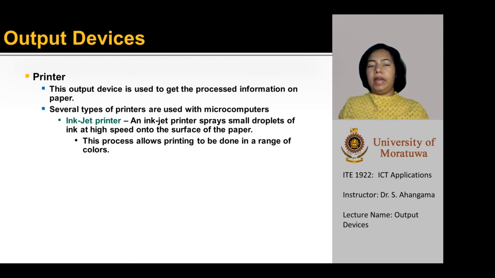Inkjet printer. An inkjet printer sprays small droplets of ink at high speed onto the surface of the paper. This process not only generates a letter quality image, but also allows printing to be done in a range of colors. The most common photo printers that are used to print photos are special purpose inkjet printers.